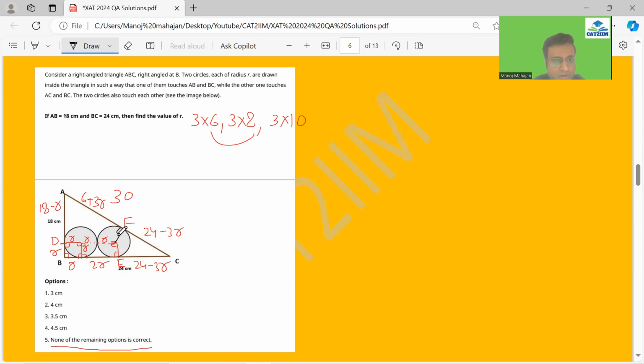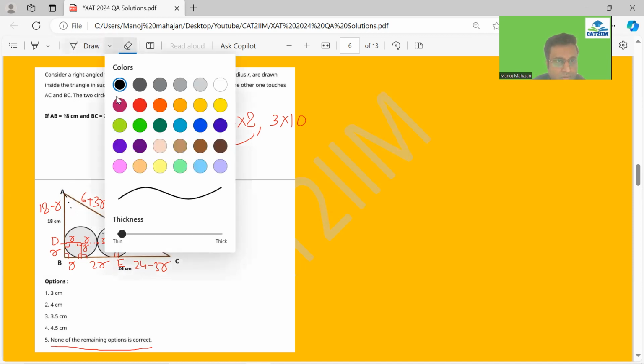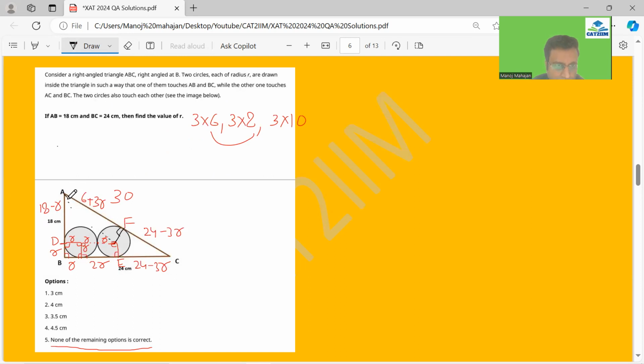This is perpendicular out here. So if you just join this A and this center, let me denote it with some letter out here. So if I join this, the straight line isn't coming out properly. Anyhow, if you look out here, let's say this point is G.